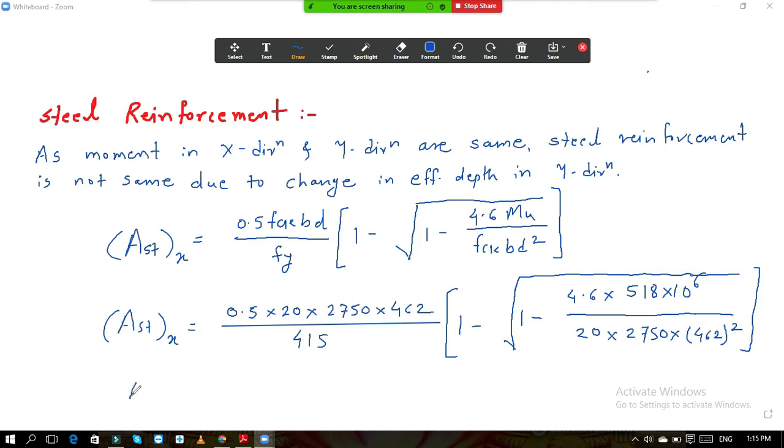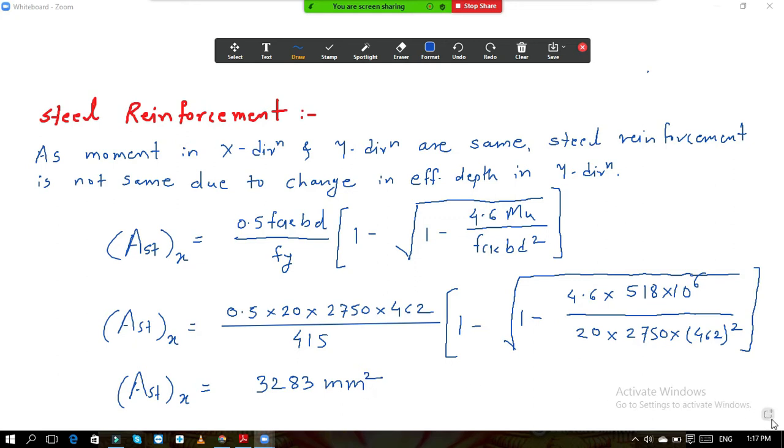Now solve this, so we will get the value of ASTX, steel in x direction. What is the answer? It works out to be 3283 mm square. Okay, this is the answer.